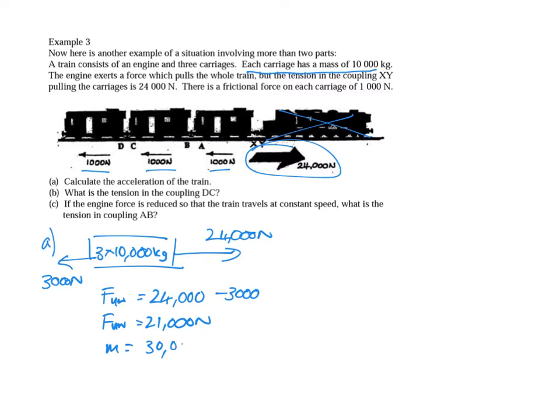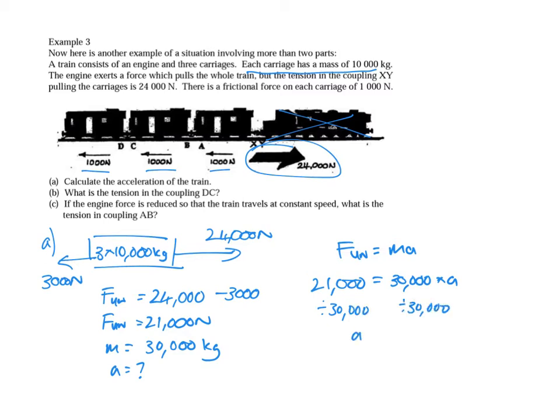In this situation, the mass is 30,000 kilograms, and we're being asked the acceleration. So our formula, F un equals ma. We've done all the hard work now, it's just plug in the numbers and rearrange. And divide both sides by 30,000. So you get a is 21,000 divided by 30,000, which is 0.7 meters per second squared.